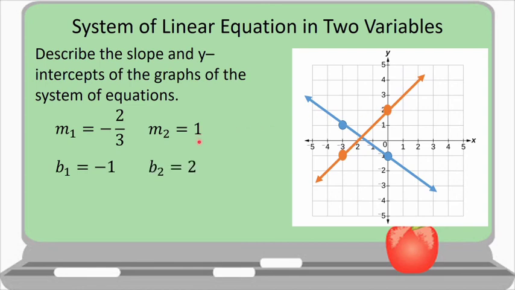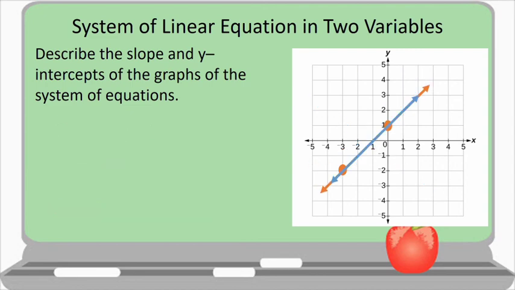And the y-intercept of this graph is equal to 2 because the line passes through the y-axis at the point (0, 2). So it means that the first slope is not equal to the second slope, and the first y-intercept is not equal to the second y-intercept. Therefore, the graph of the system of linear equations in two variables is intersecting.